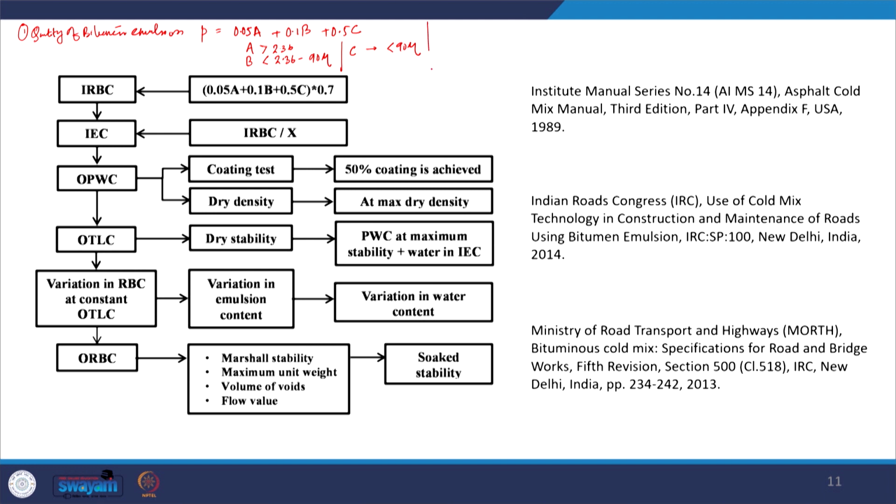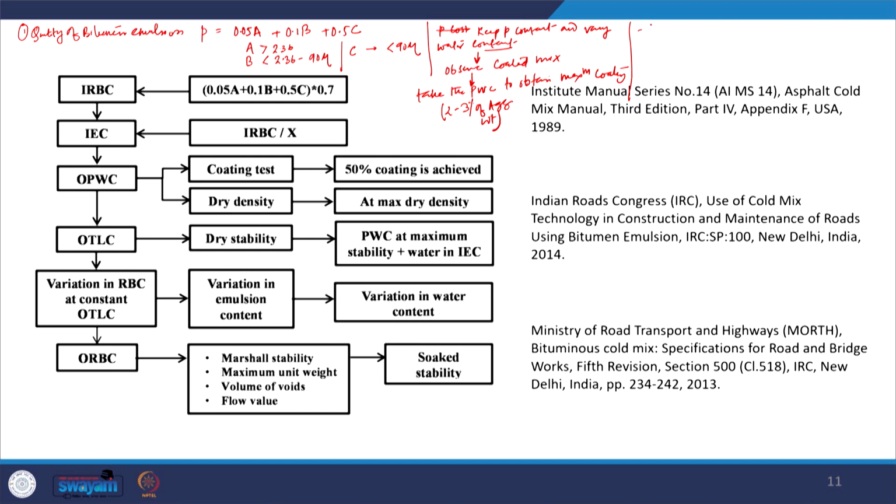Then what they do, they will keep P constant and vary the water content. This is the pre-wetting water content. Now, they follow by observing the coated mixture, and they take the pre-wetting water content to obtain maximum coating. This typically ranges from 2 to 3% of aggregate weight. So, this is the second step.